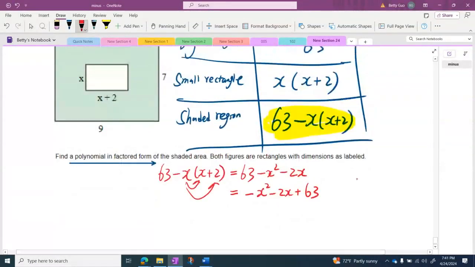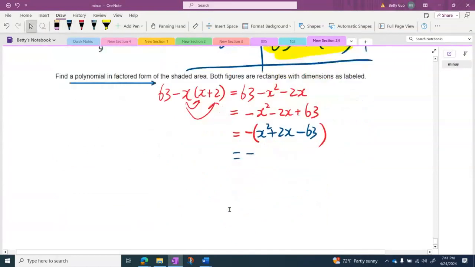Leading coefficient is negative 1. Remember our class worksheet? There was one question I demonstrated. I said the reason we have this question is because I want to show you how we factor a quadratic trinomial if the leading coefficient is negative 1. If the leading coefficient is negative 1, we factor the negative sign out. And inside the parentheses, we're going to have x squared plus 2x minus 63. And then we are going to factor the trinomial here.